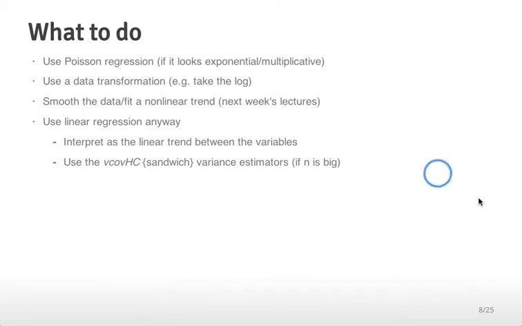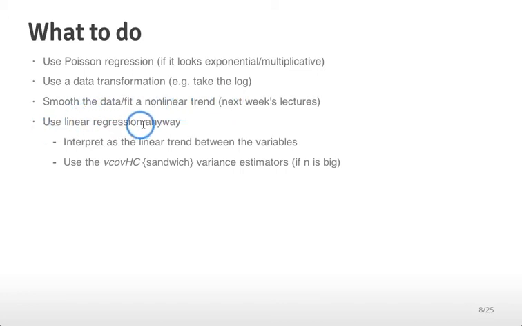So some things that you can do, if you have a sort of curvilinear trend like the one we saw just there, you could think about using something like Poisson regression if you think it's sort of a multiplicative model. You could use a data transformation like taking the log or some other transformation like the square root. You could smooth the data or fit a nonlinear trend. We're going to talk more about that in next week's prediction lectures.